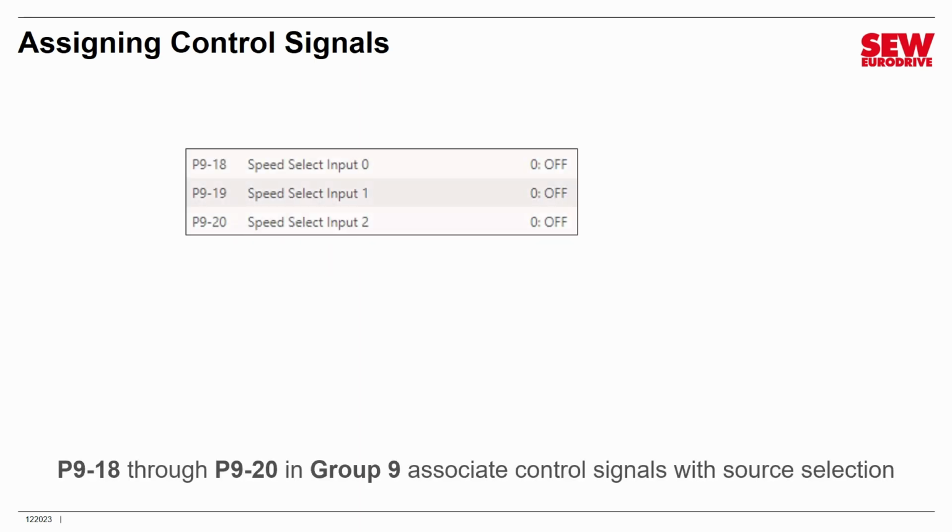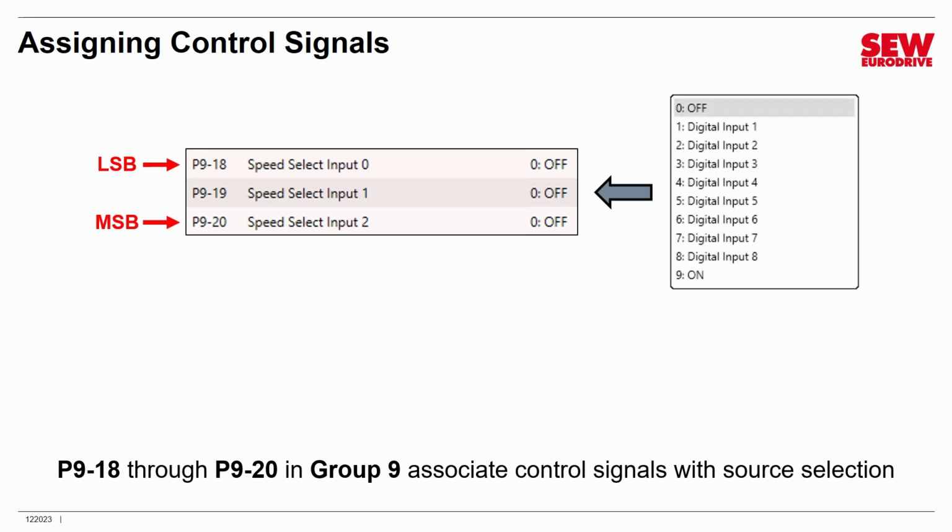Continuing on, parameters 9-18 through 9-20 in group 9 associate control signals with source selections. Remember, we have all those speed sources. We've got 8 of them. Well, it takes up to 3 digital inputs to select them all. We need to supply a 3-bit binary number to pick these. Parameter 9-18 is the least significant bit. 9-20 is the most significant bit, so these form a binary number. We need to assign digital inputs to allow us to generate that number.